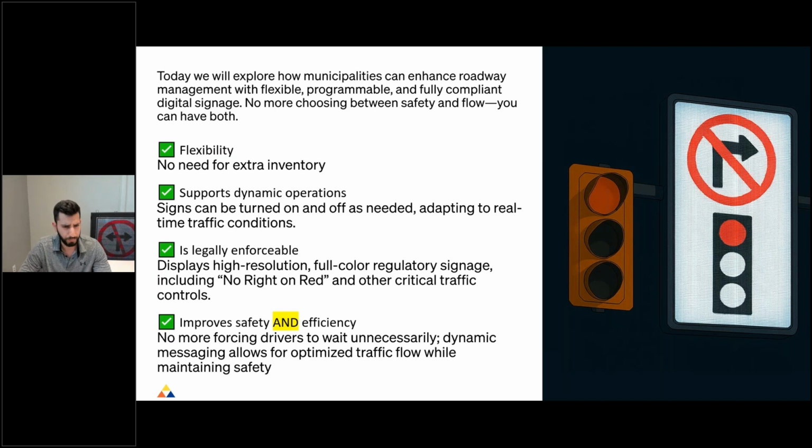So if you're using blankout signs to support static signage, we're going to show you how our digital signs can improve flexibility with your existing signs by reducing your inventory requirements, improving the way you can substitute signs, and ideally reduce your overhead and improve operations, maintenance, and everything related to your current inventory of signs.